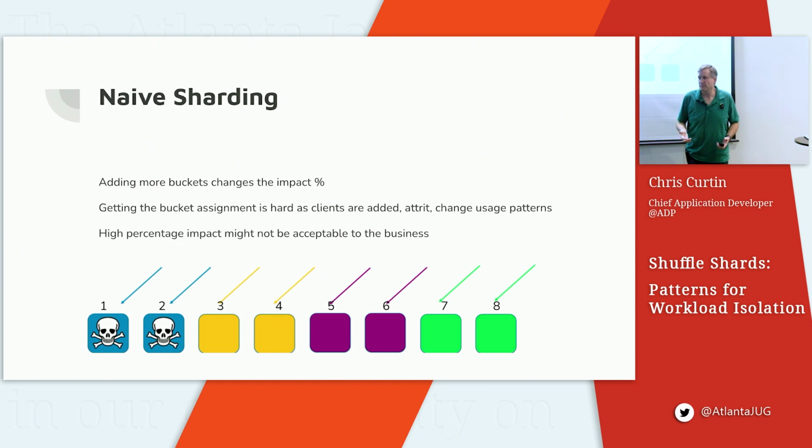Another problem with this naive model is it's really, really hard to get right. Because you might look at your client base and go, okay, everybody who pays me more than $1,000 a month, you get the first 4 buckets, everybody else is in the last 2. Or you may go, hey, I've got all these East Coast users, we're going to put them in buckets 1, 2, 3, and 4.